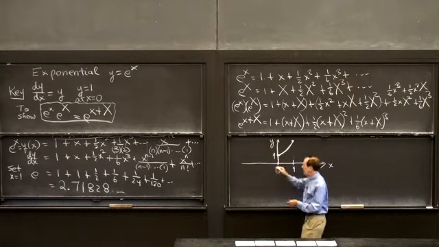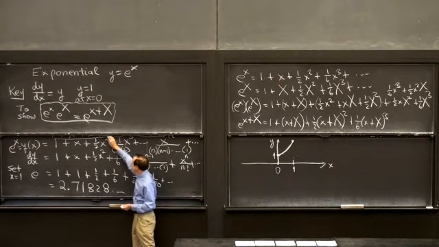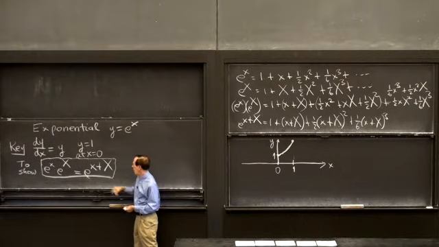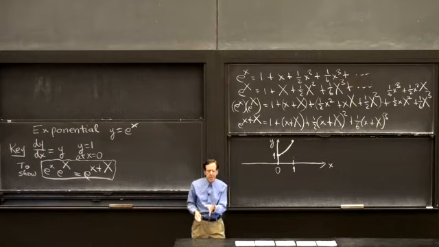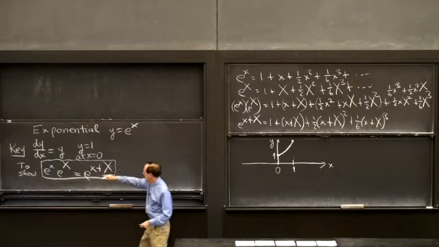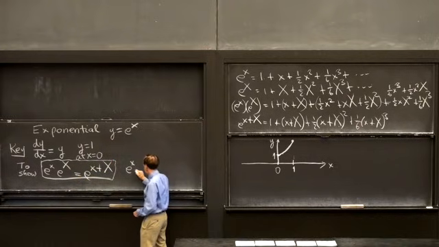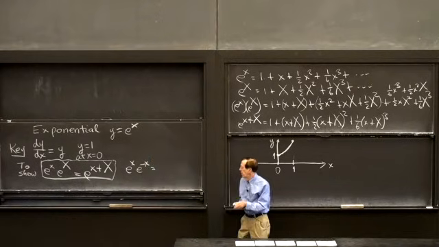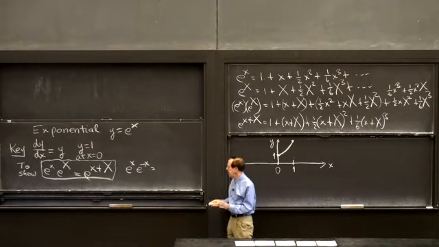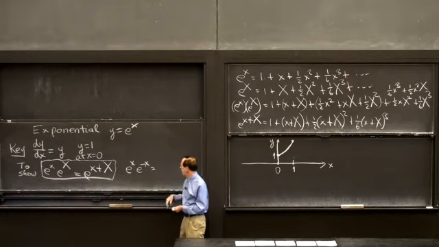Now what about when x is negative? When x is negative, this is a highly useful fact. I want to think about e to the minus x. Let me take capital X to be minus little x. So I get e to the x times e to the minus x. What does that equal? If I multiply e to the x times e to the minus x, as usual, I'm supposed to add these exponents. I get 0, so I get e to the 0, which is 1.